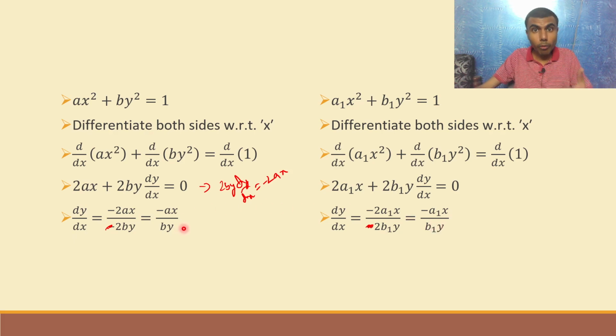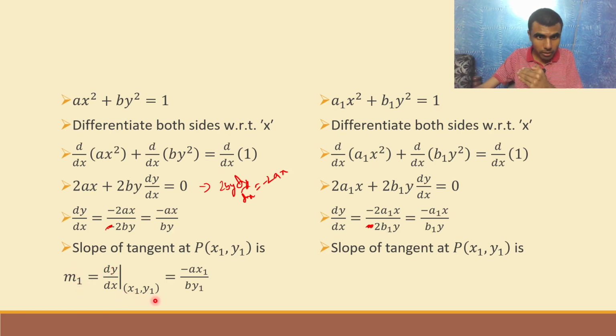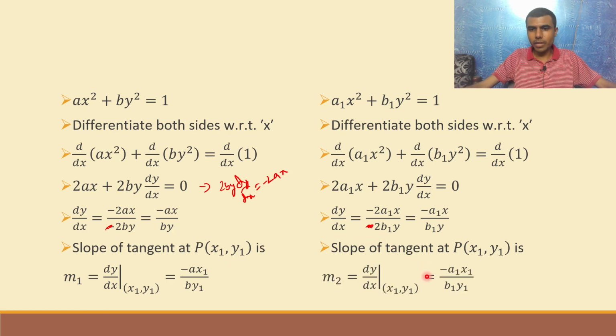Now we need, at the point P, the slope of tangent at the point P is given by m1. I'm taking the slope here as m1, m1 is dy by dx at x1 comma y1. That means in place of x and y put x1 comma y1, so m1 equals minus ax1 by by1, and m2 is nothing but dy by dx at x1 comma y1, minus a1x1 by b1y1.